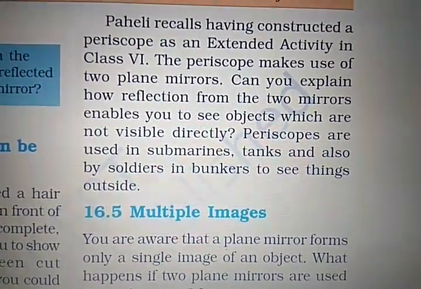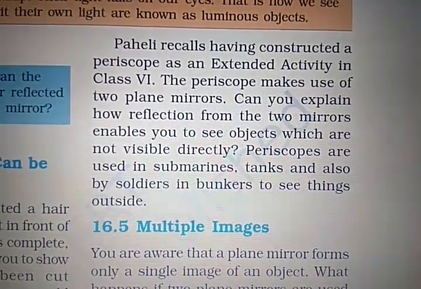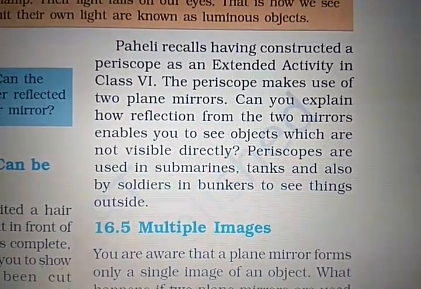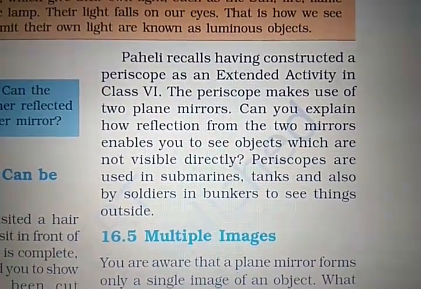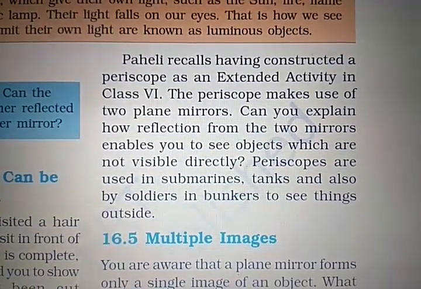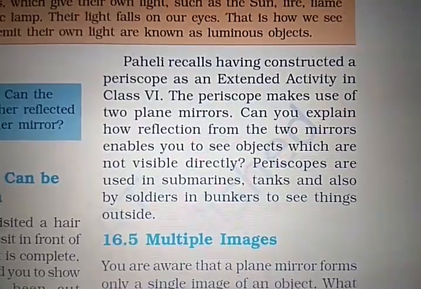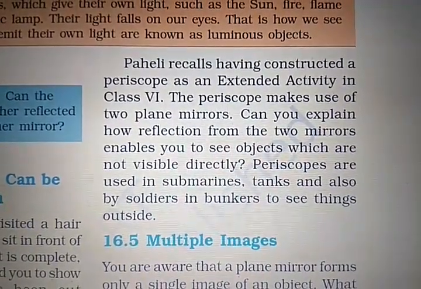So in the periscope, the reflection is not done one time but multiple times. Due to that we can see that object. Reflection is not done only one time. Yes, reflection can be done many times.